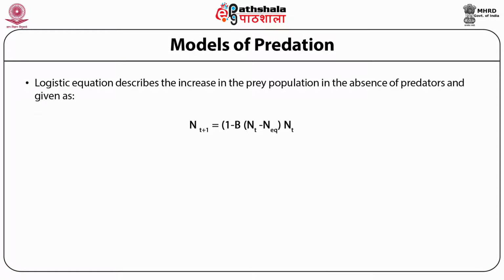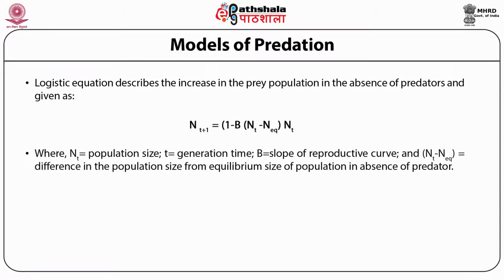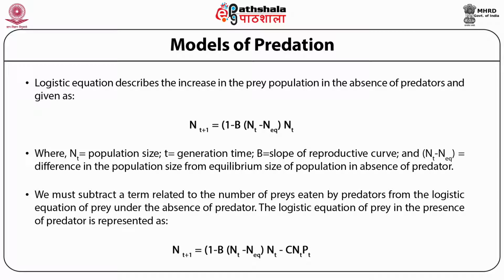The logistic equation describes the increase in the prey population in the absence of predators, where N is the population size, T the generation time, B the slope of the reproductive curve, and N minus N_EQ the difference in the population size from the equilibrium size of the population in the absence of predator. We must subtract a term related to the number of prey eaten by predators from the logistic equation of prey in the absence of predator.